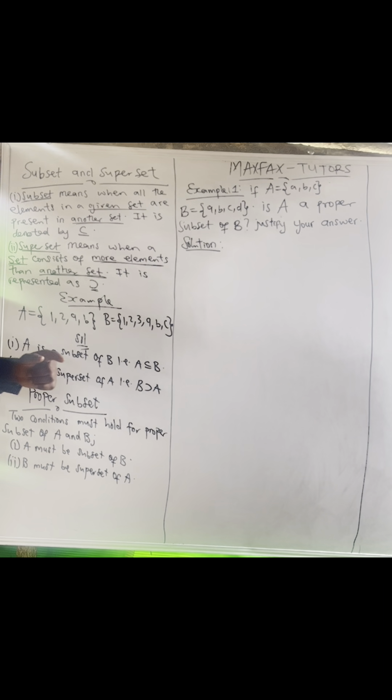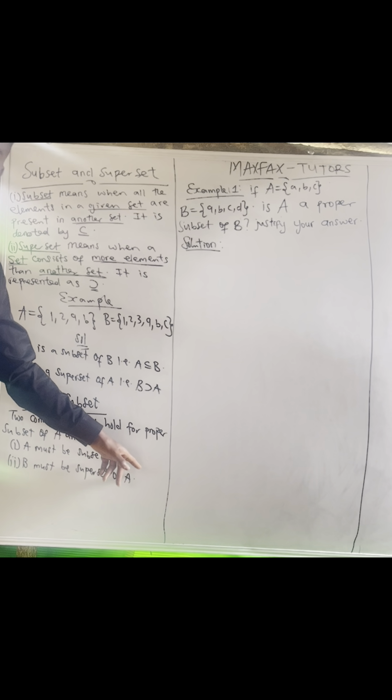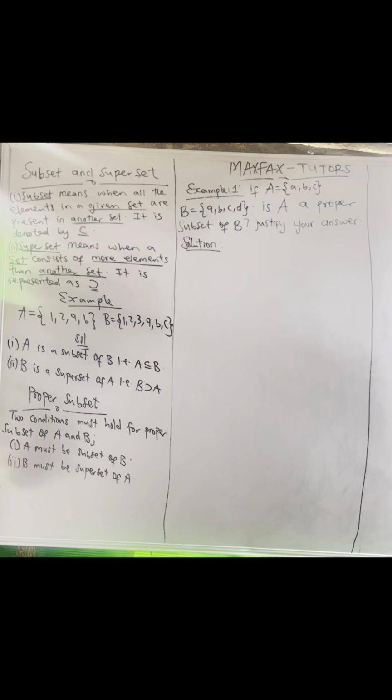This simply means that for a set A to be a proper subset of set B, the first thing is that set A must be a subset of set B, while also set B must be a superset of set A. Do you get that? Now, guys, let me tell you something. Whenever you are talking about proper subsets, if only one condition holds and the other condition does not hold, that simply means that that set is not a proper subset. So for a particular set to be a proper subset of another set, the two conditions must hold.